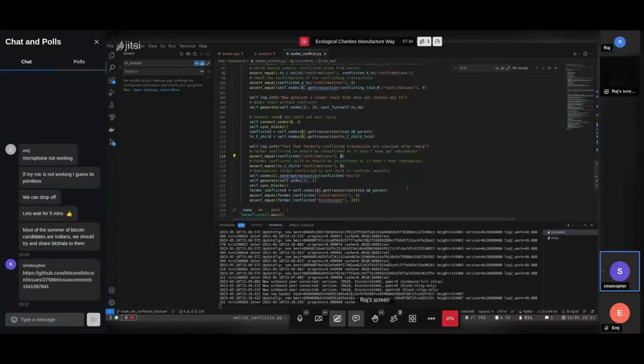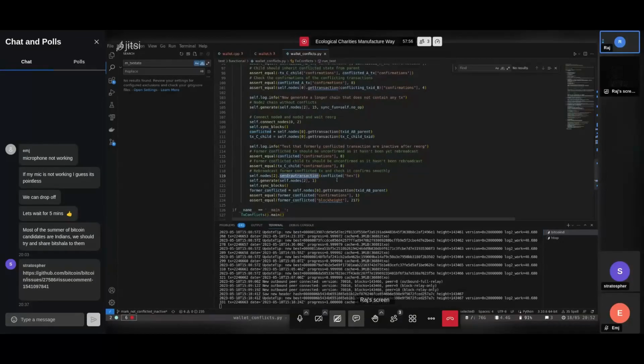So this transaction became inactive or something like that? Yeah, the transaction basically became inactive. It's sitting in the wallet and its confirmation turned into 0. So it was previously marked as conflicted, so its confirmation was negative. Now it became inactive and its confirmation became 0.